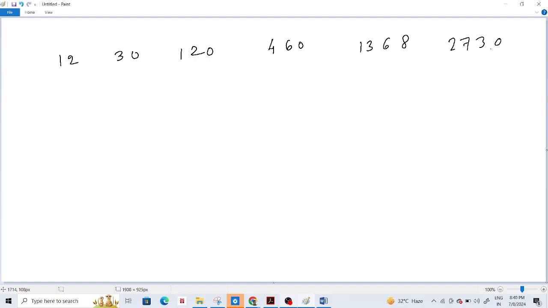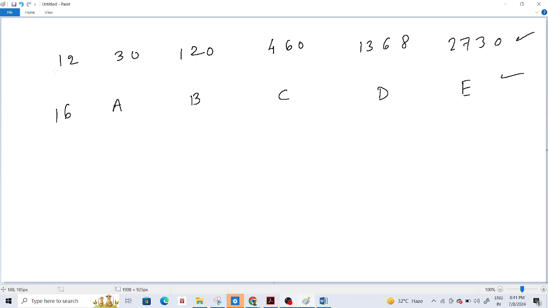12, 30, 120, 460. Okay, so we have this. Now this is 16, then A, B, C, D, E. This is what we have. So the question is that you have to complete the series starting with the number given, following the sequence of the original series. Okay, so this is the series that is given, and we have to complete this series.